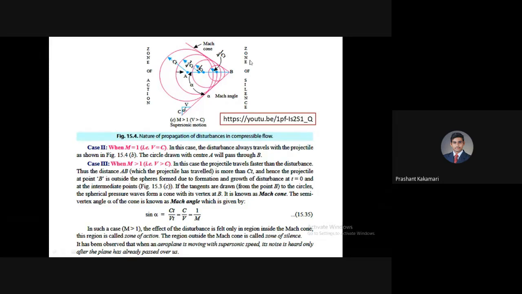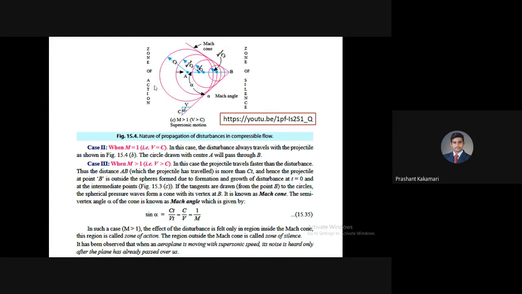This you have seen in the video, where the body is moving at very high speed. Until the body crosses the object, you cannot hear the sound or the disturbances. All those points we call the zone of silence. Once the disturbance is heard, that point becomes a zone of action. I hope the point is clear.